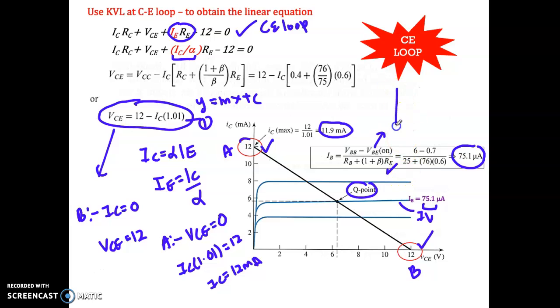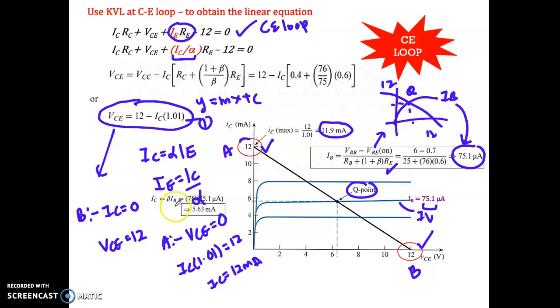So let's say this is the graph of your IB. So what is the IB value? It is this one. Then you're going to draw the load line. So the Q point here is the intersection between this load line and the IB characteristic. So you're going to have the value of IC around 5.63 and VCE is equal to 6.31.